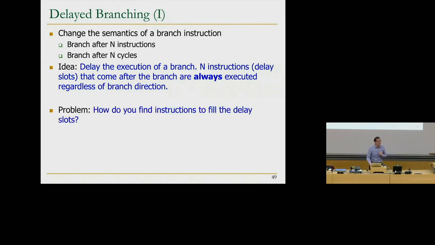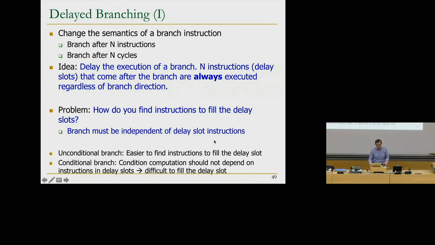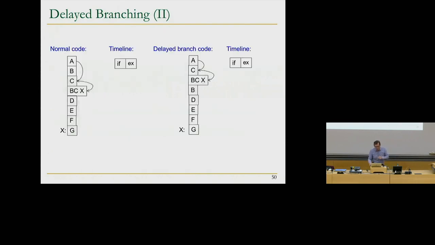So the key question is, how do you find instructions to fill the delay slots in this case? A branch must be independent of the delay slot instruction. I'm going to give you an example of this. A branch must be independent of the delay slot instructions. So if you have an unconditional branch, it's not a problem. It's easier to find instructions to fill the delay slot. But if you have a conditional branch, now the condition computation should not depend on instructions in delay slots. And it turns out it's very difficult to fill the delay slot. And this is not the hardest problem with this approach. This is one of the problems. The hardest problem we will see.